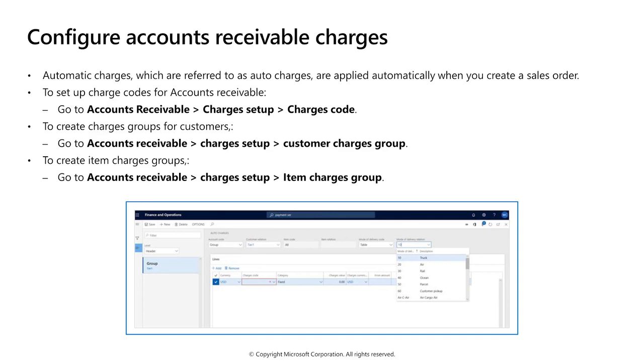Then the Auto charge section allows us to define the customer, item, and mode of delivery combination for which auto charge will be applicable. We can select the charge group that we had earlier defined for customer, item, and the delivery mode here so that the auto charge can be effective on the respective groups.